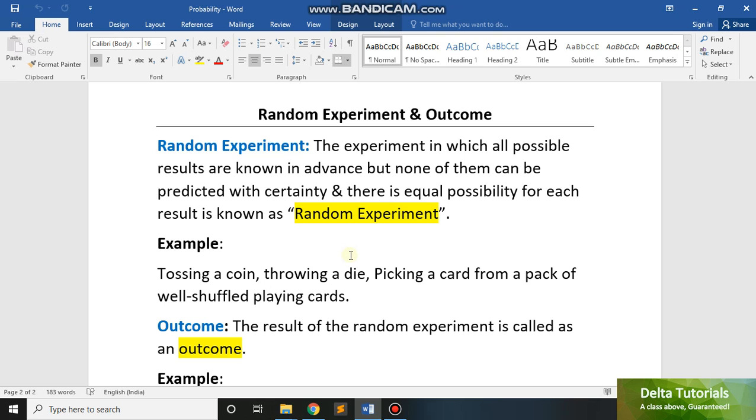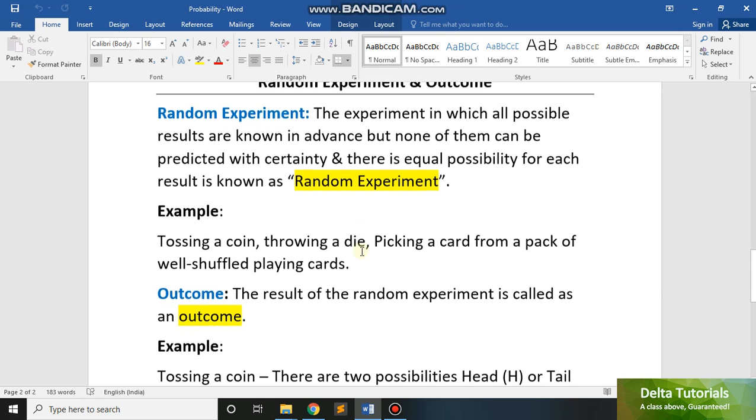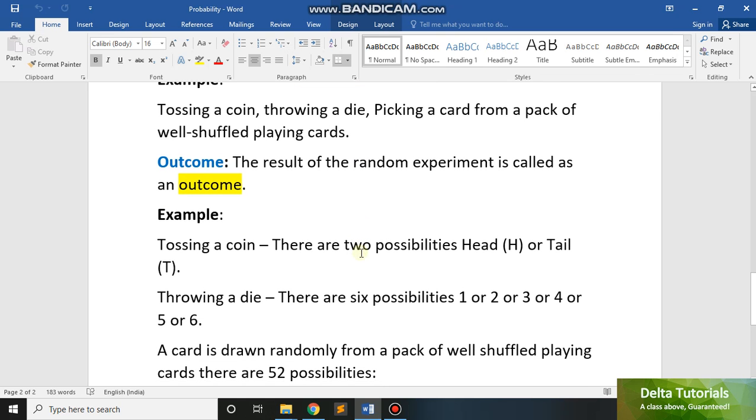Okay. Another example is throwing a die. Whenever we throw a die, the numbers which are marked on it, 1 to 6, any one number we are getting, so any number from 1 to 6 has equal possibility of appearing on the upper face. So this is also an example.